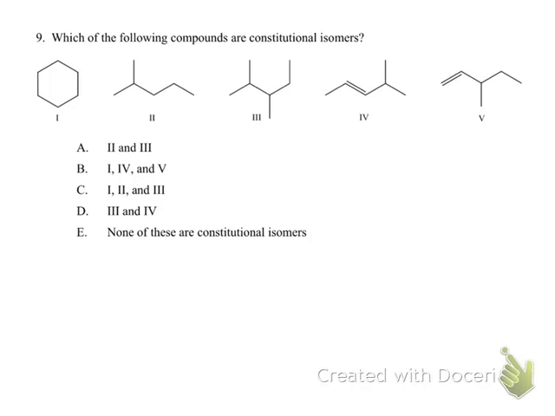This question challenges us to find constitutional isomers. So constitutional isomers, recall, are compounds that have unique connectivity of the atoms but have the same formula. So, which of these are constitutional isomers? There's two approaches that we can take to this. You can always count out all the carbons and hydrogens. That's a safe way to go about doing it. And if you've got the time, absolutely a good way to do this.